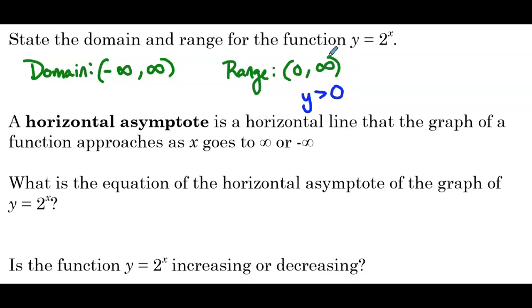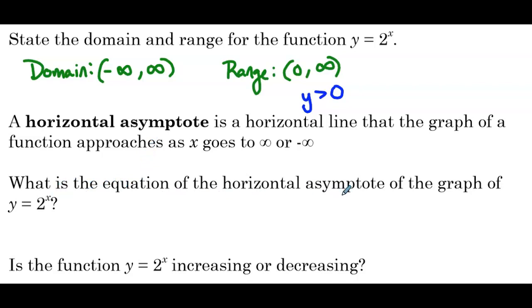Now, why is this the case? Well, the graph of y equals 2 to the x has a horizontal asymptote. And a horizontal asymptote is a horizontal line that the graph of a function approaches as x goes to infinity or -infinity. And in our case, that horizontal asymptote is the x-axis. The x-axis is a horizontal line that the graph approaches as we go to negative infinity, but it never actually touches it.